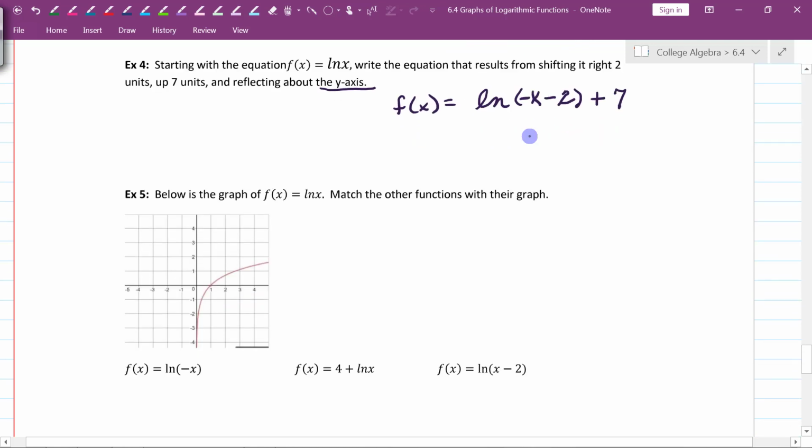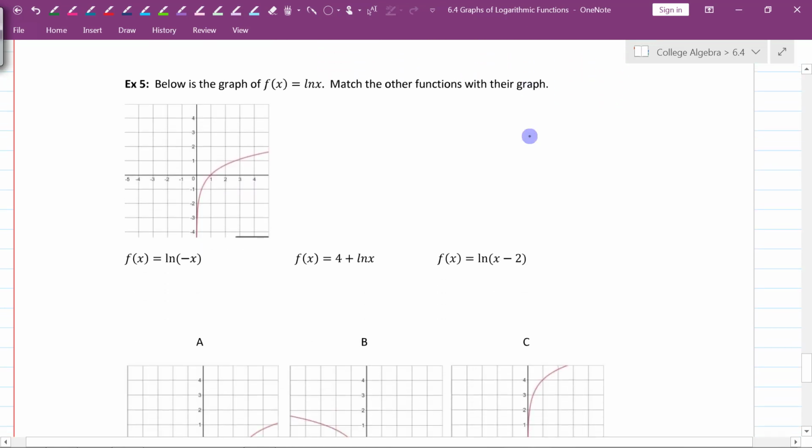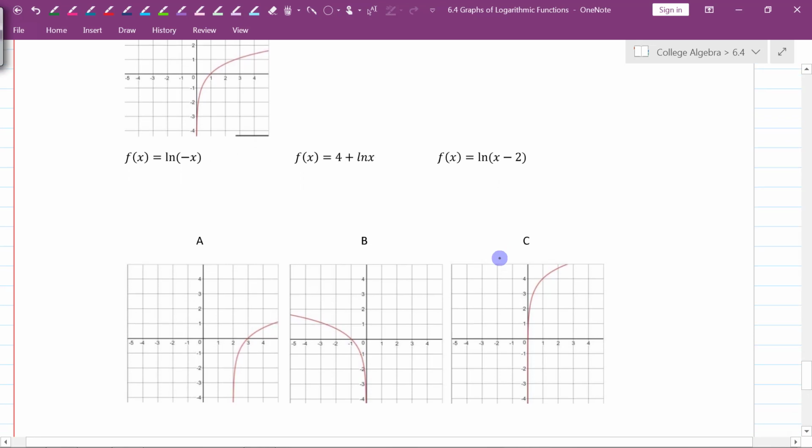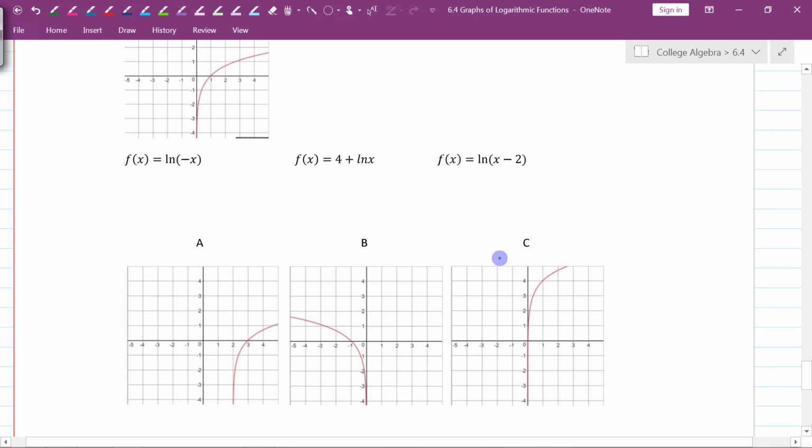This one here says below is a graph of f of x, the natural log of x. That's this parent function right here. And it says match the other functions with their graphs. So we have this function, this, and this. And what I want you to do is I want you to kind of look at these on your own and see if you can match them up. Pause the video. Just go ahead and pause the video. Once you have them matched up, push play to see if you got them right. I'll see you back here in just a moment.